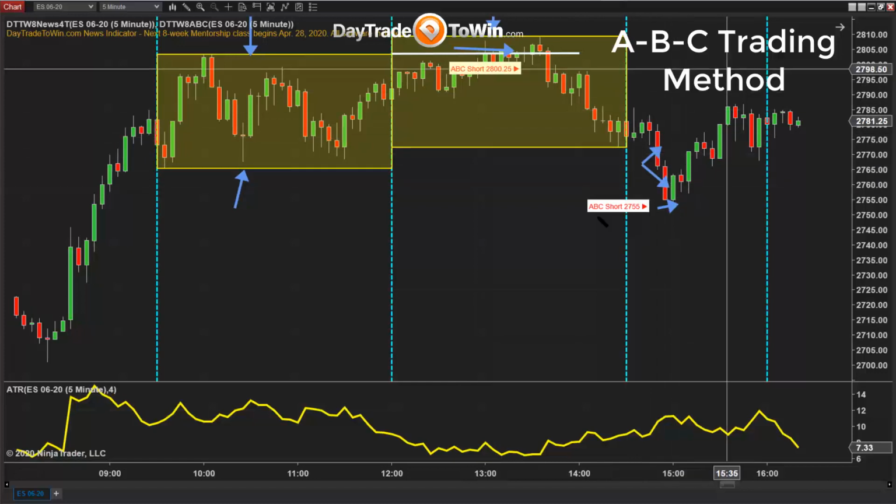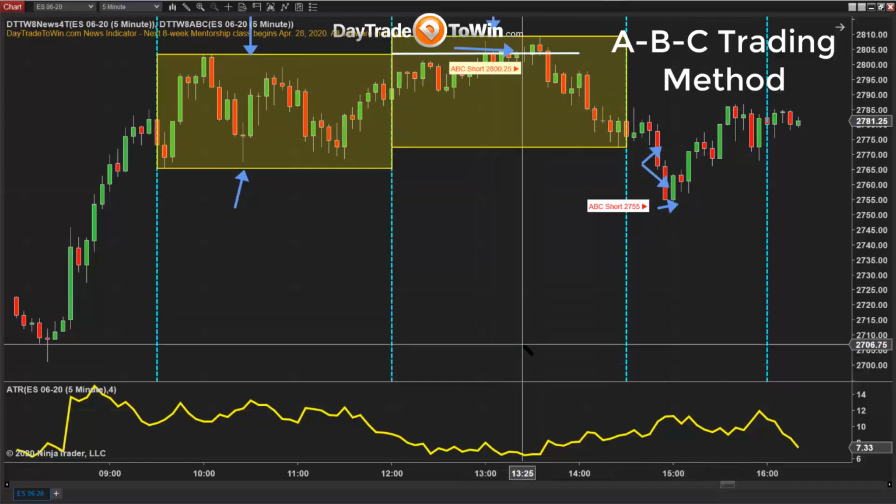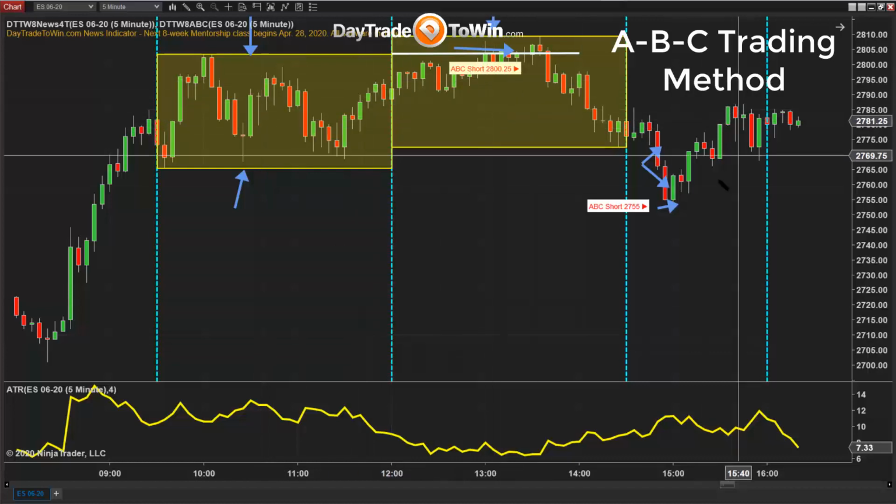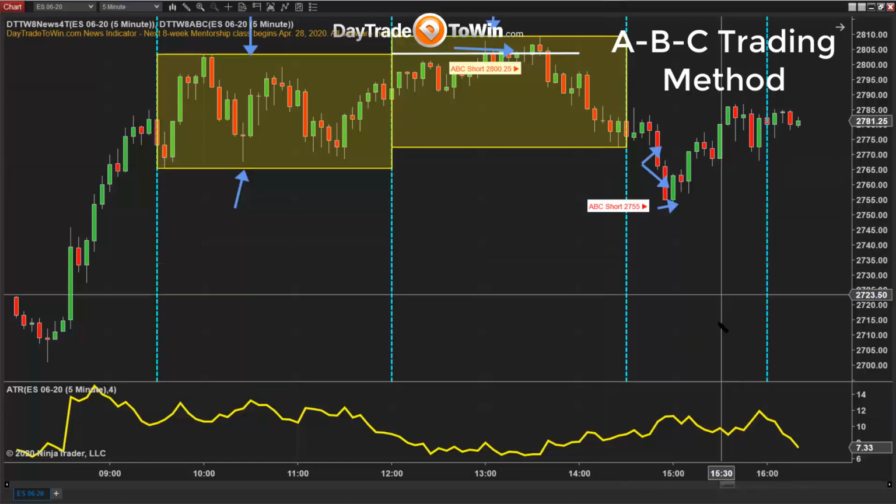Instead, it came right back in. But have a good understanding and a concept of what you're seeing: A, B, and C. If you start to see it break out, you have an opportunity. If you see it bounce off of it, you have another opportunity.